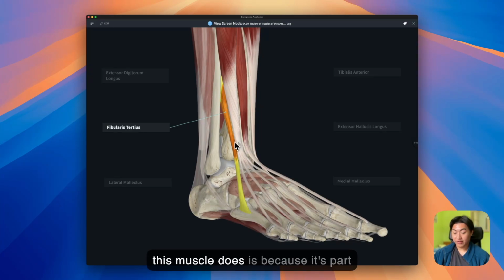And what this muscle does is, because it's part of the fibularis group, it helps evert the foot, and it also weakly helps with dorsiflexion because it is attached to the top of the foot.